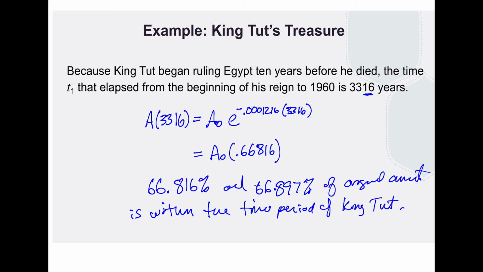And of course, these are approximations. But when it comes to carbon dating like this, we can actually get very exact results, because carbon dating is a very, very exact process. This allows us to date these things within a pretty small margin of error.